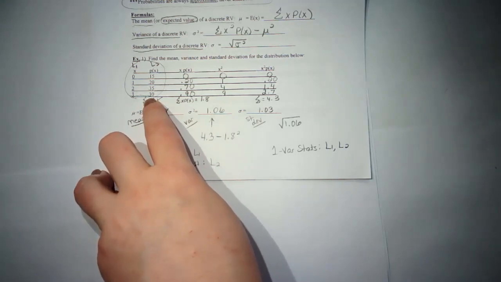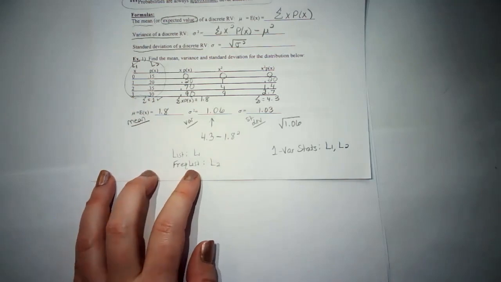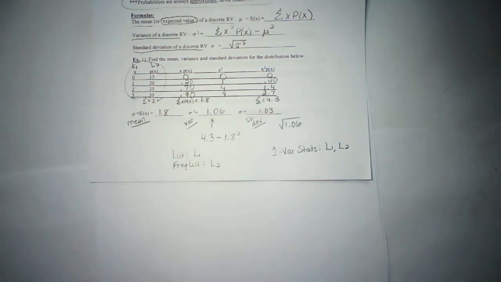Okay, let's try this again. Stat, calc, 1-var stat. Yay, okay, there we go. All right, so this is what you should have come up with. So let's look and see. Here's our mean right here, 1.8, done, okay?